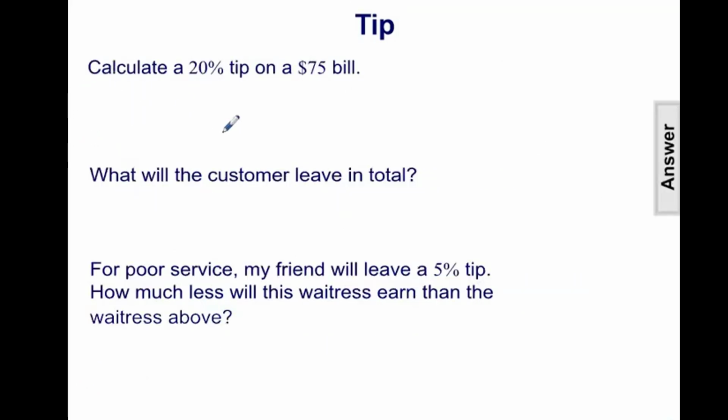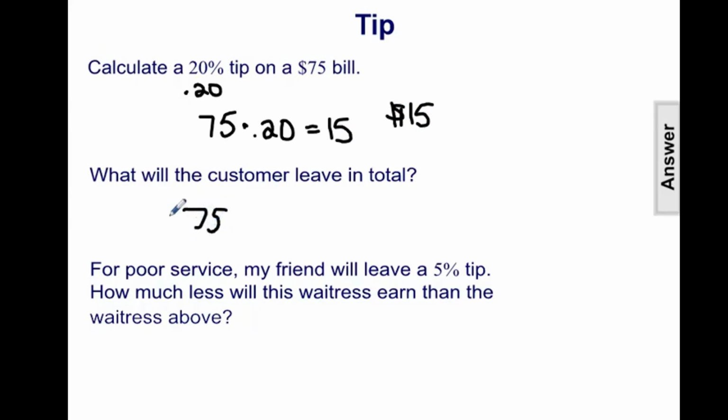Calculate a 20% tip on a $75 bill. So here 20% is 0.20, so 75 times 0.20 is going to equal 15. So a 20% tip would be $15. You'll have to leave in total, you'll have to add your total amount, $75 plus $15. So you're leaving on the table $90 total.